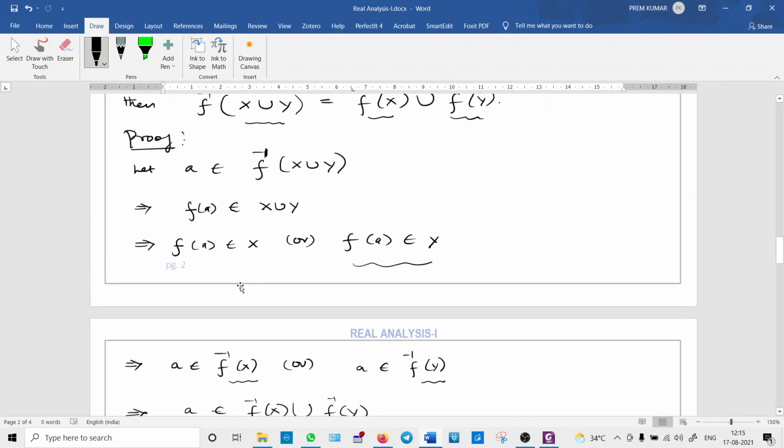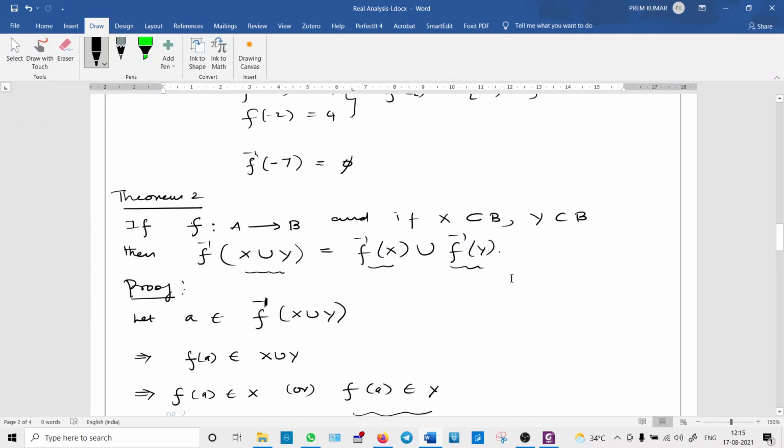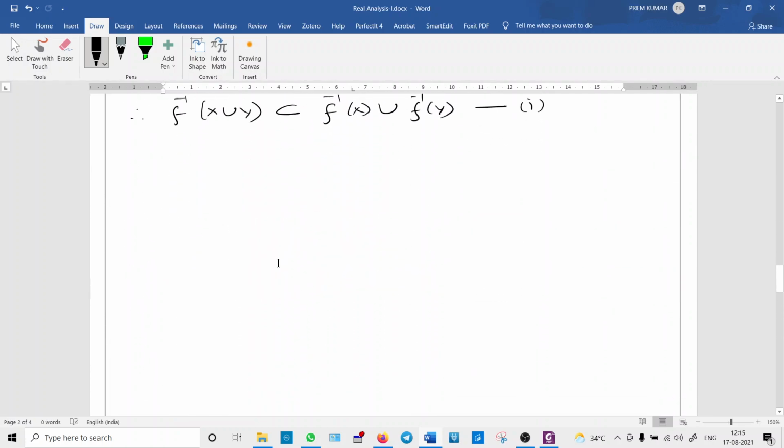So now I have to prove the other way. This one is a subset of this set. So we are going to take one element from the right hand side set. That's the next thing. Conversely, if we take one element b from the right hand side, b is an element of f inverse of X union f inverse of Y, then what's the meaning?